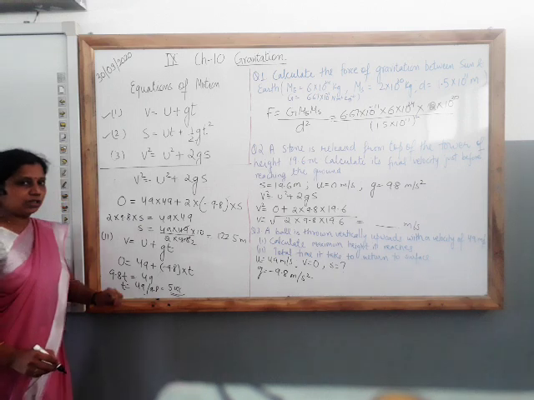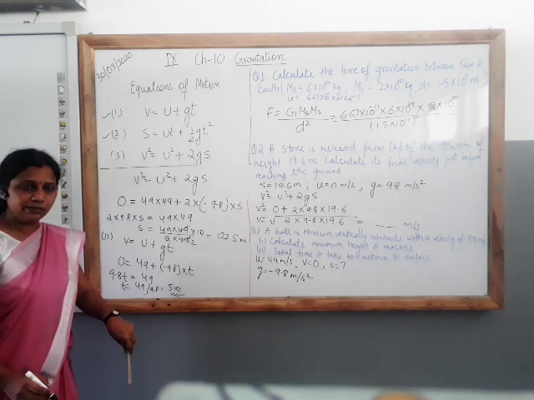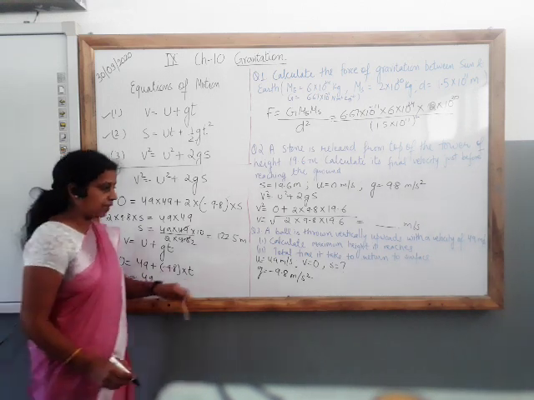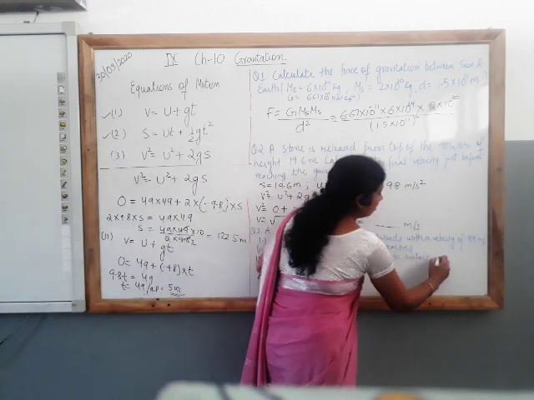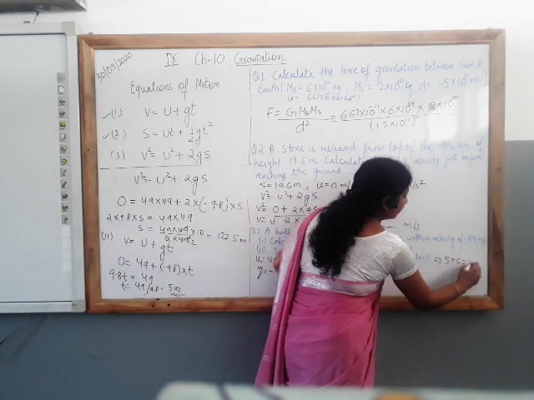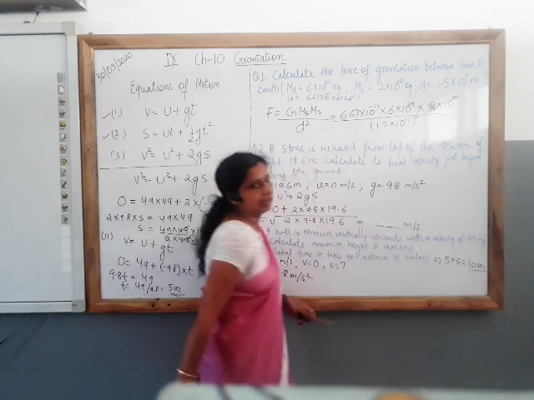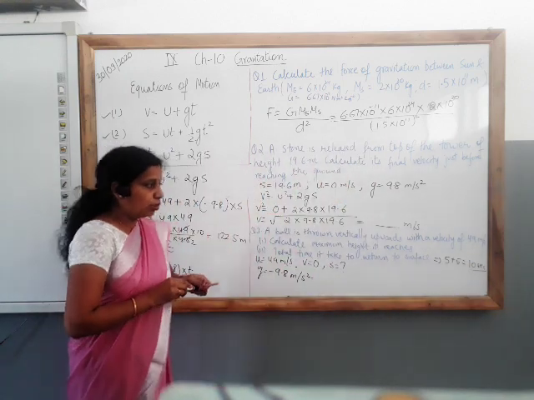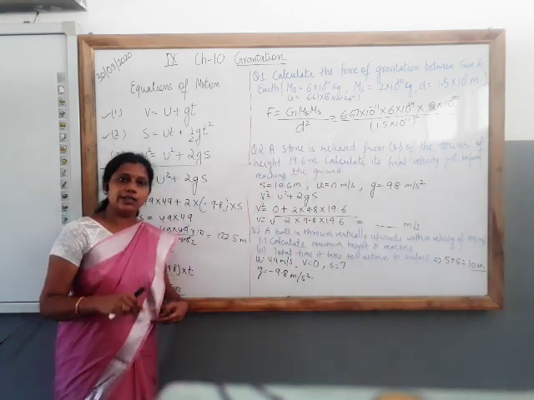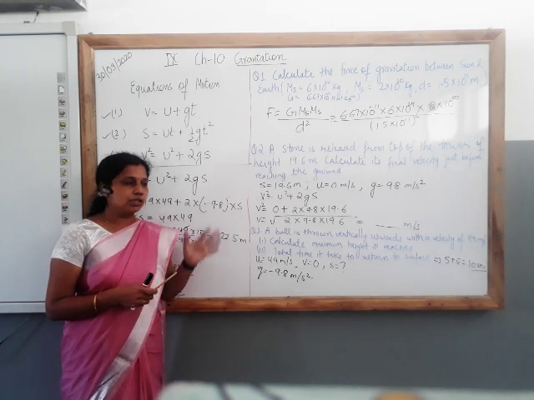But this is the time to reach to maximum height. You have to find total time. So it will become 5 plus 5. So your total time, it will become 5 plus 5, 10 seconds.